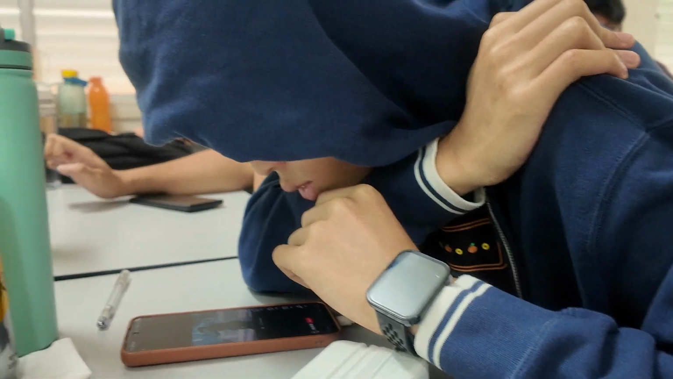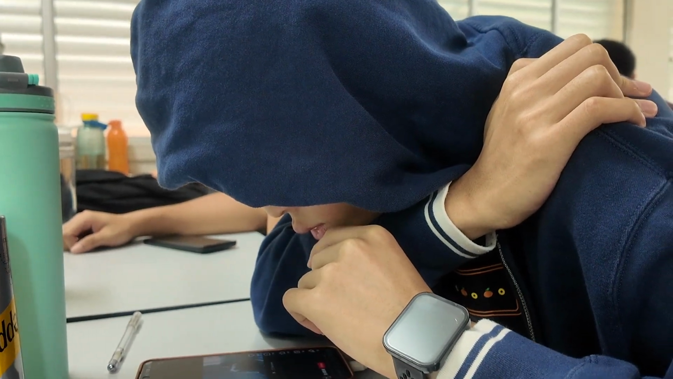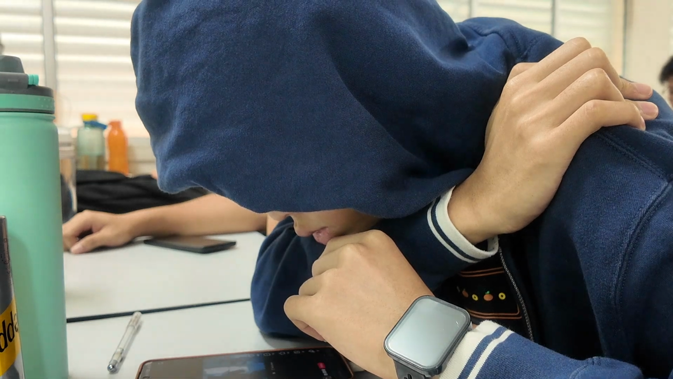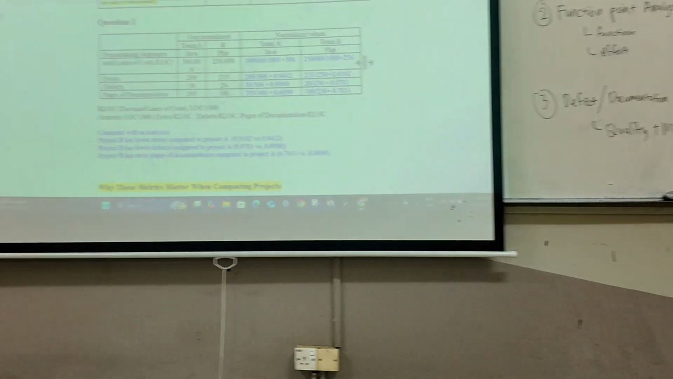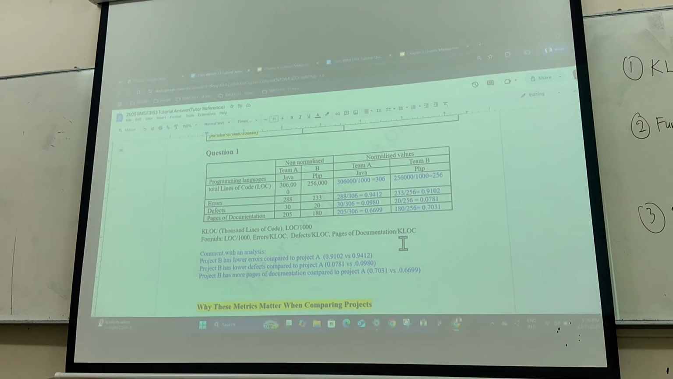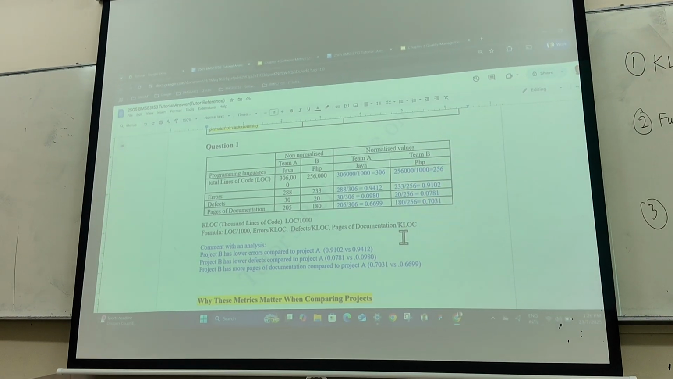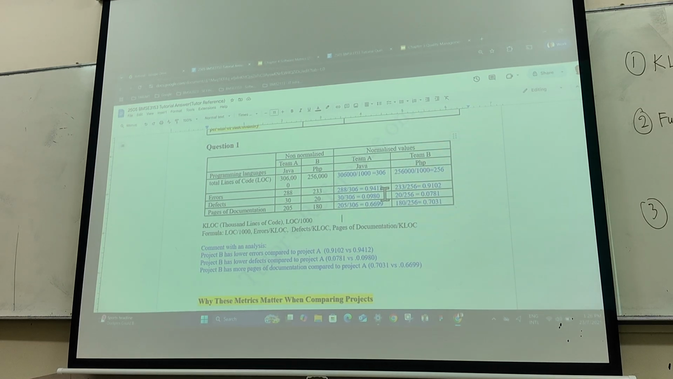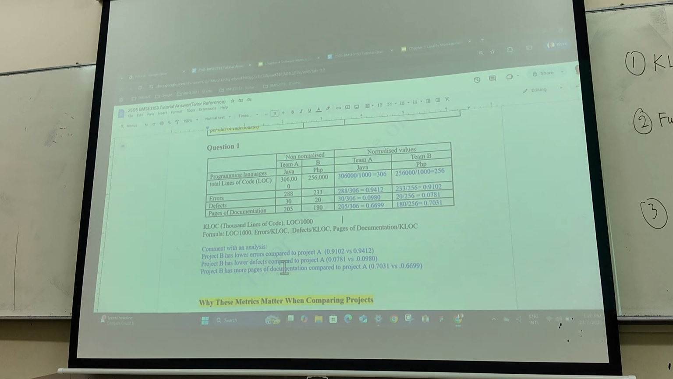So let's look at the analysis here. The analysis here shows us that project B has lower errors compared to project A. 0.9102 is lesser than 0.9412. Okay. Then project B has also lower defects, 0.781 compared to 0.0980. And project B has more pages of documentation compared to project A.